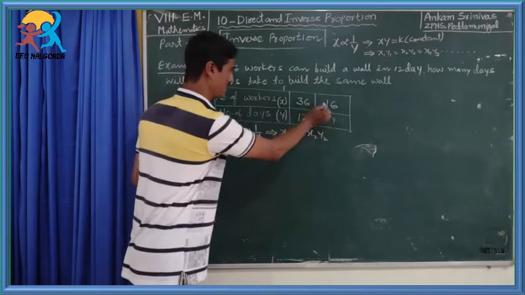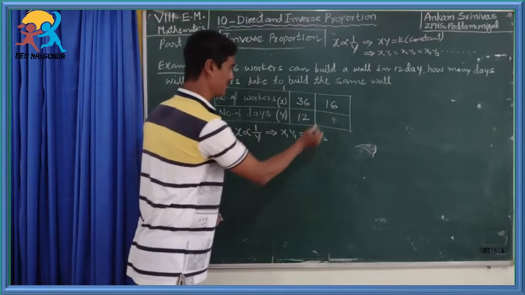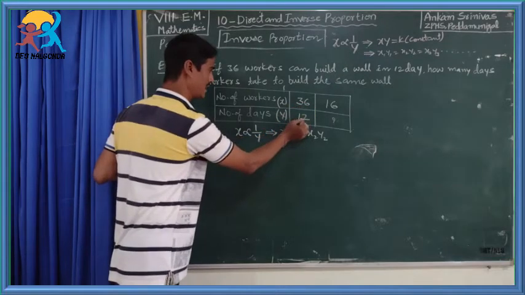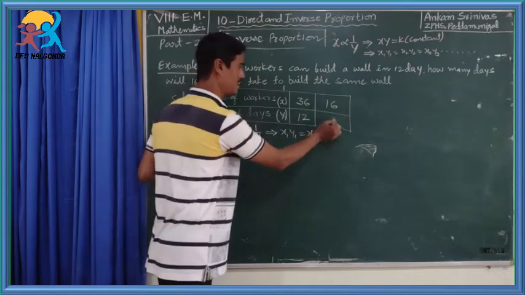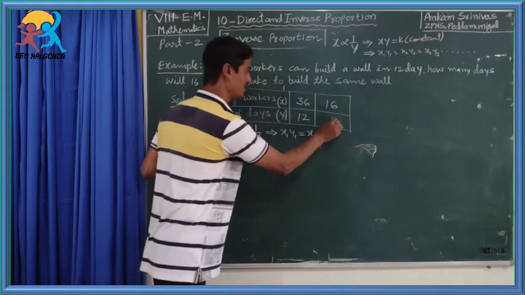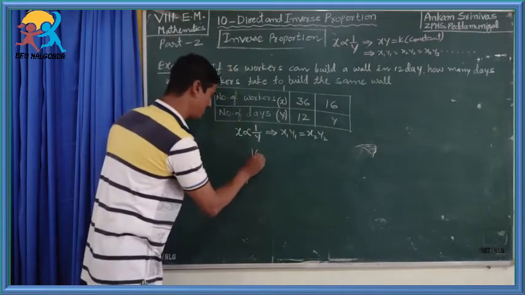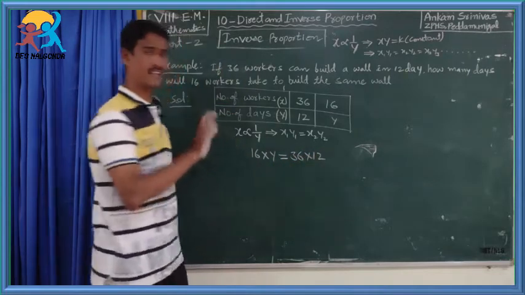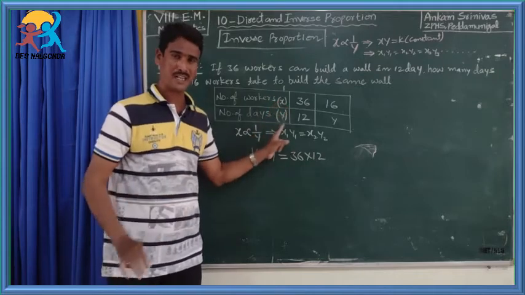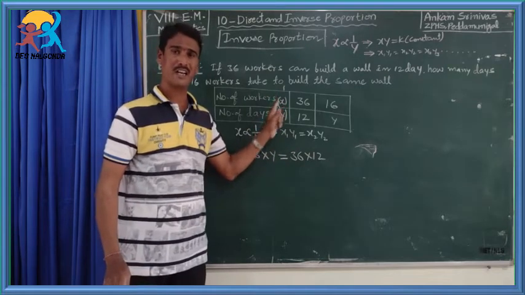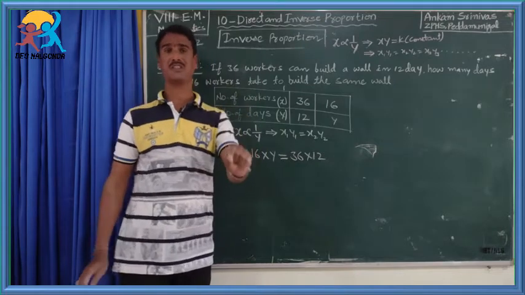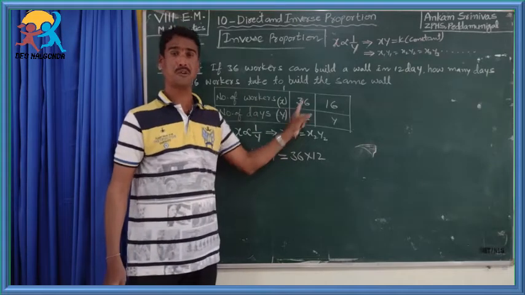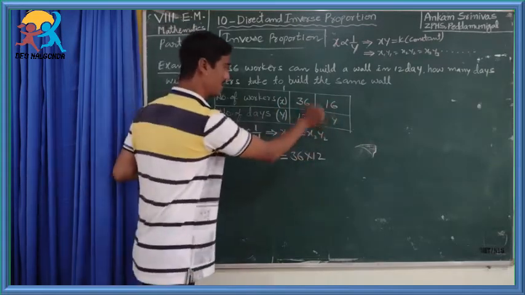So here x1, y1, x2, y2. Here the product of x1 y1, that means 36 into 12, is equal to 16 into question mark. Let us suppose the question mark is y. So we can write 16 into y is equal to 36 into 12. Very easy. Here the products are equal. When two quantities are directly proportional, the ratios are equal. When two quantities are inversely proportional, then the products are equal. So the product of these two equals the product of these two.